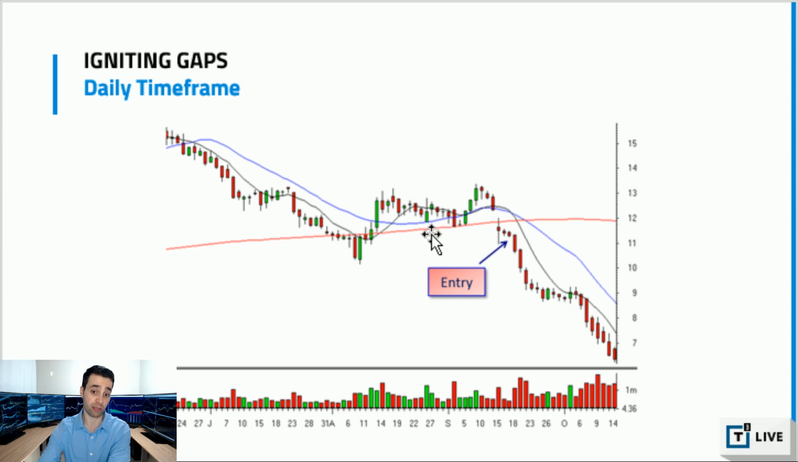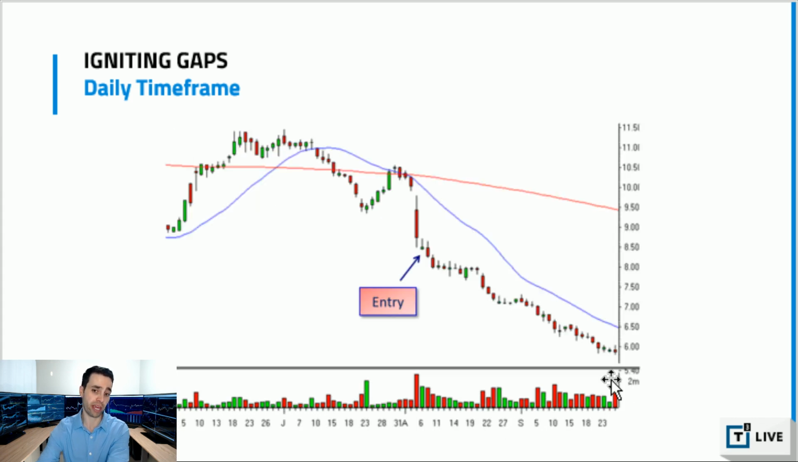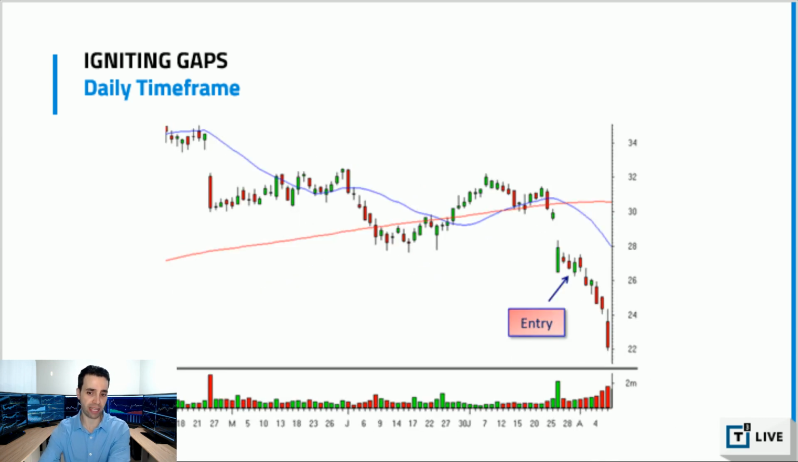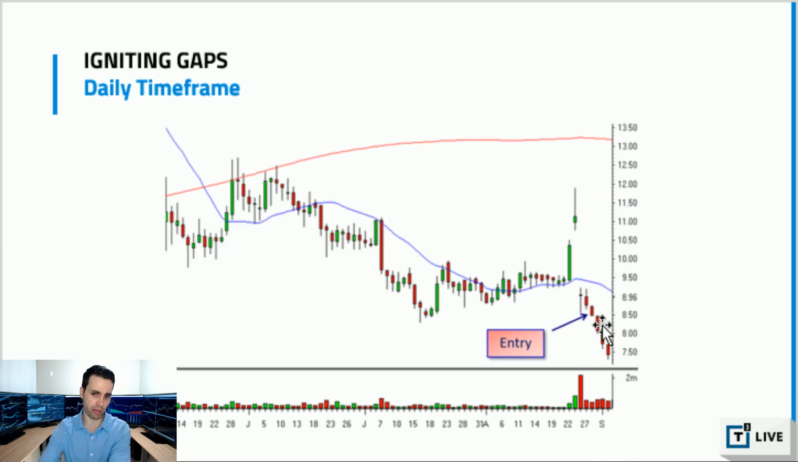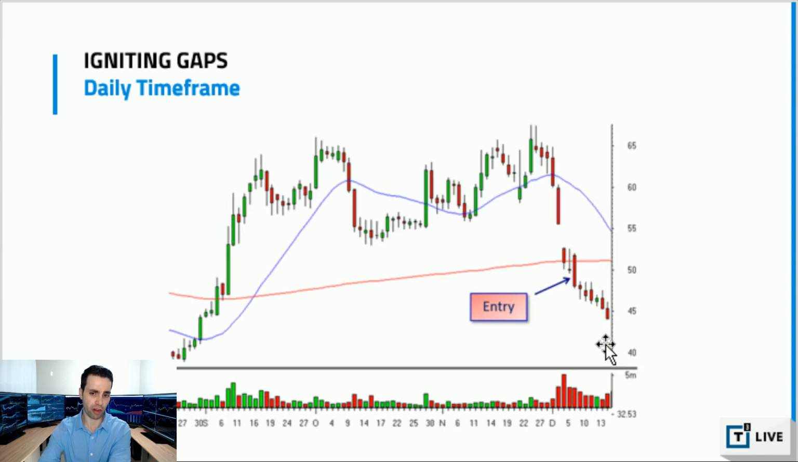This was beautiful because it gapped just below the 200, the red line, and under support, and then gave us a 1, 2, 3, and then 4 entry, so a breakdown. 1, 2, 3, breakdown. You get the point, okay? I don't want to go over every single chart.